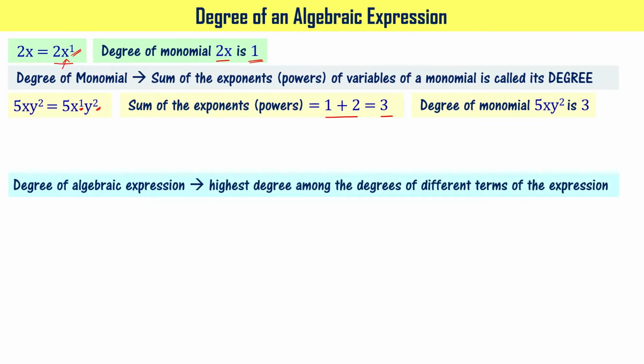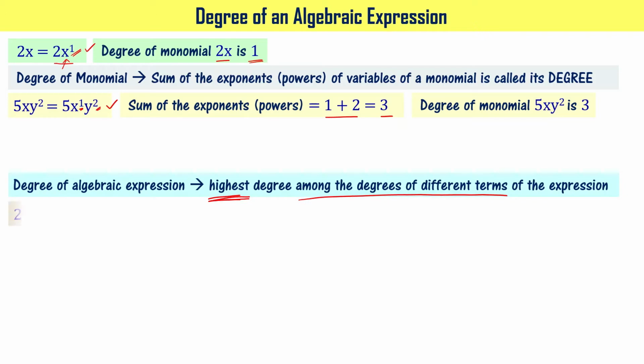Degree of an algebraic expression is defined as follows. The highest degree among the degrees of the different terms of the expression is called the degree of the algebraic expression. In these cases, you have only monomials, right? That's why the degree of the monomial is equal to the degree of the algebraic expression. When it comes to binomials, trinomials, and polynomials, we have to look at the highest degree among the degrees of the different terms.